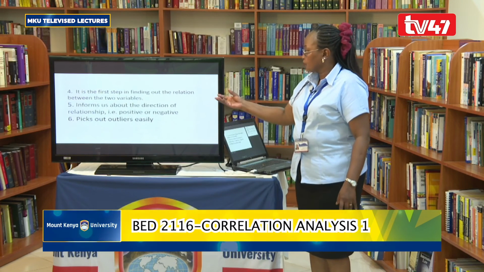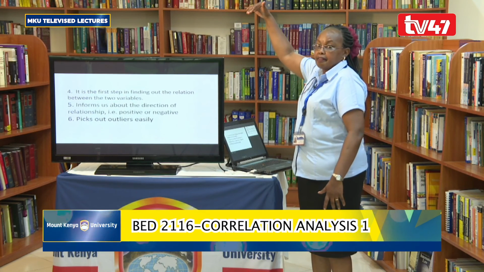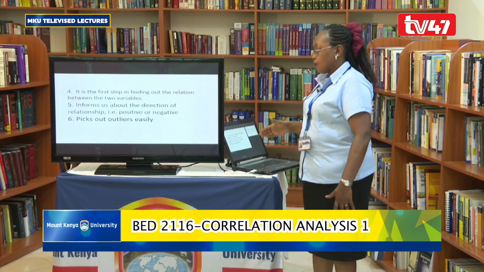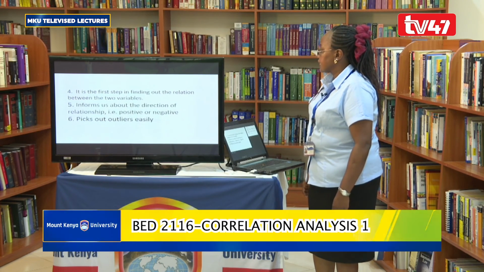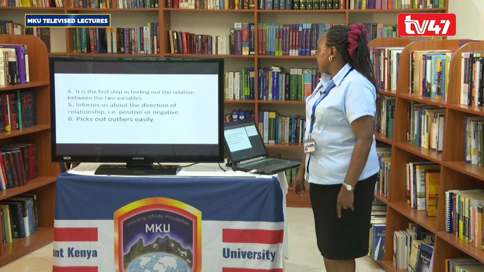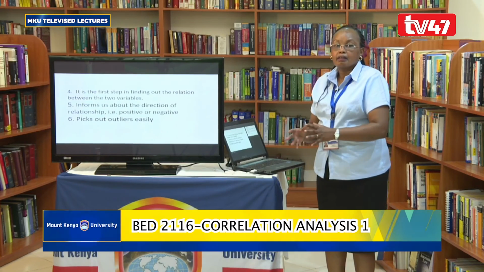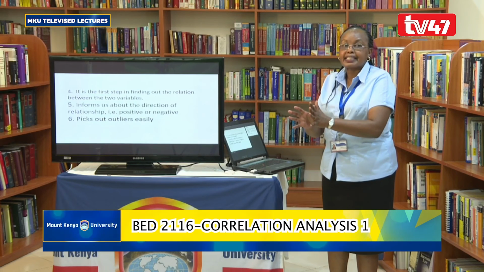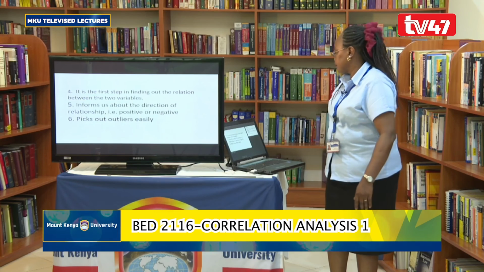But if it is positive, the line is ascending towards the sky. If it is negative, the line is going from up, coming down. And then the other point is that it picks the outliers very, very easily. So any value that is not within the expected will basically isolate itself as an outlier.